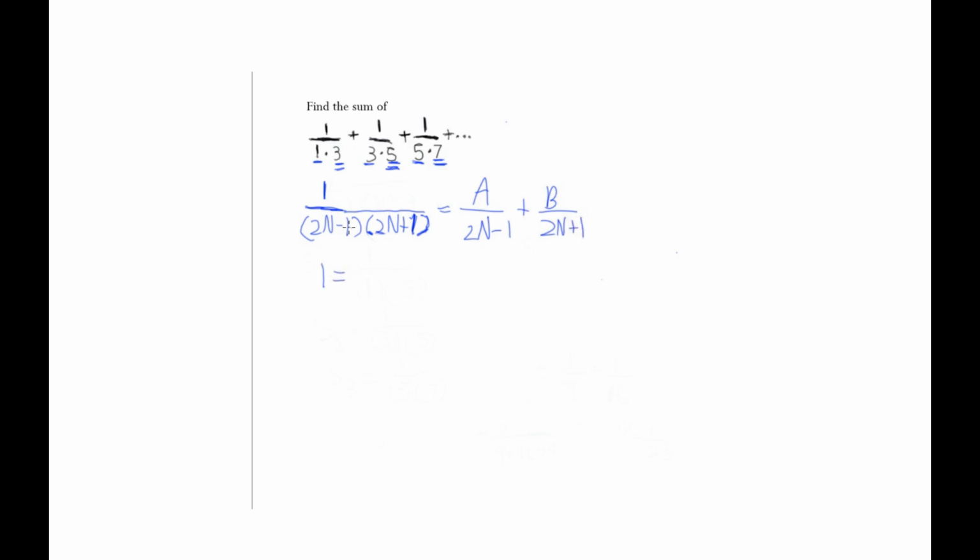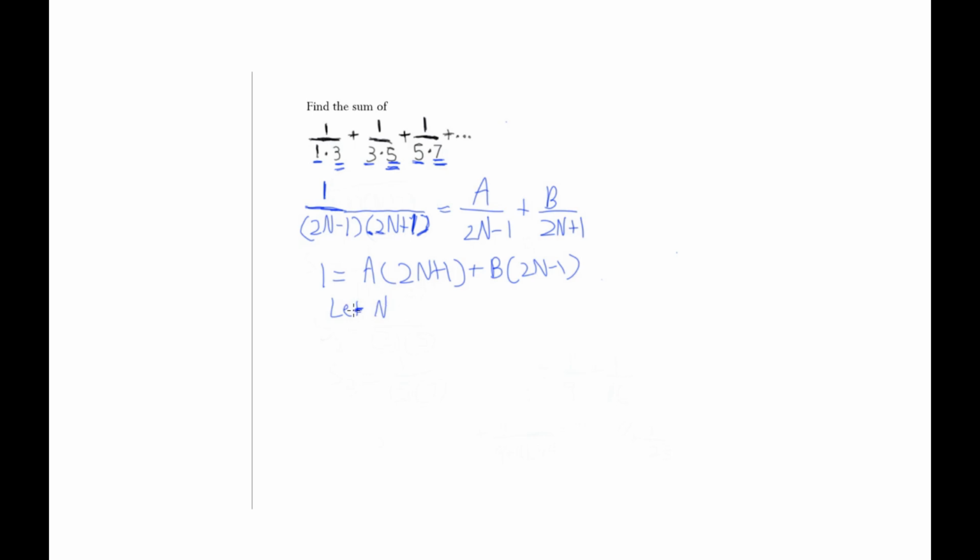And now we can do partial fraction decomposition. Multiply both sides out by 2n minus 1 multiplied by 2n plus 1. Remember, when you finally plug back the a and b values, do not swap the bases.